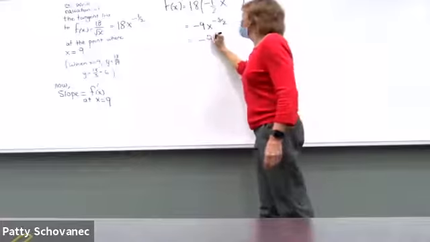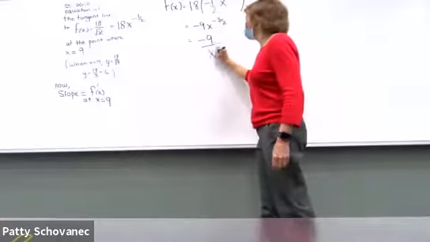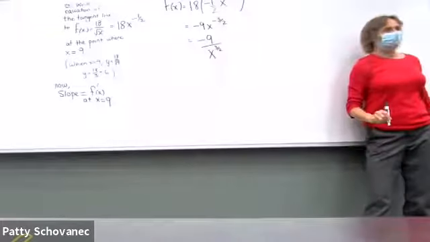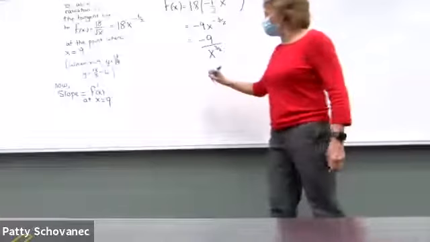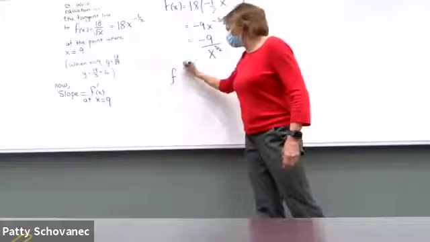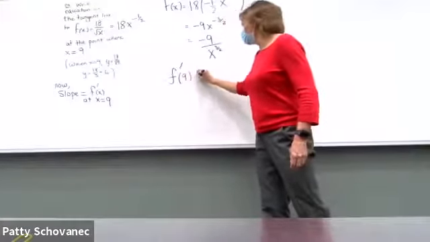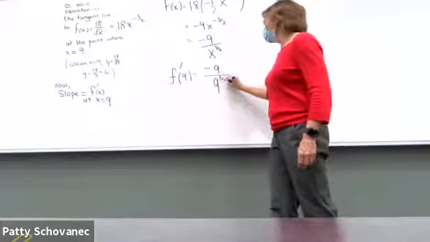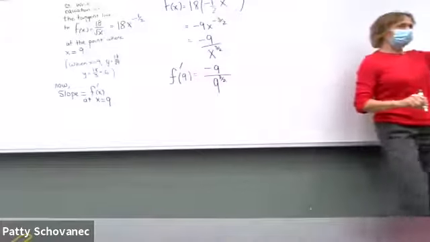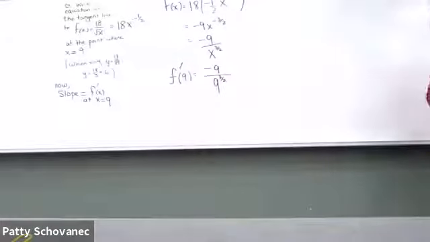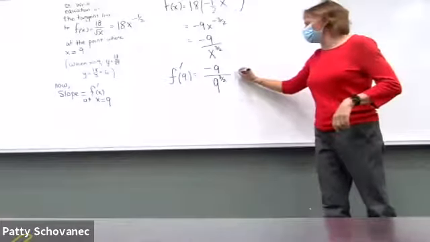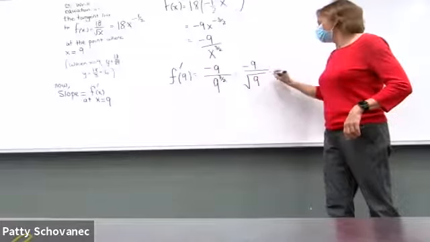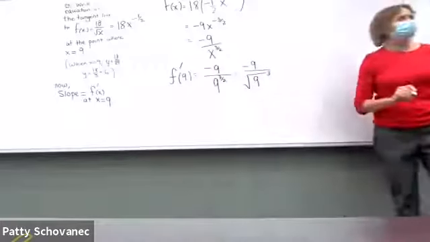The 9 doesn't have the power on it, so it stays on top, but the x goes on the bottom to the 3/2 power. So now we've got to figure out what 9 to the 3/2 power is. Just like before, the bottom number means a square root. So we do that first. We take the square root of 9, and then take that number and raise it to the 3rd power.